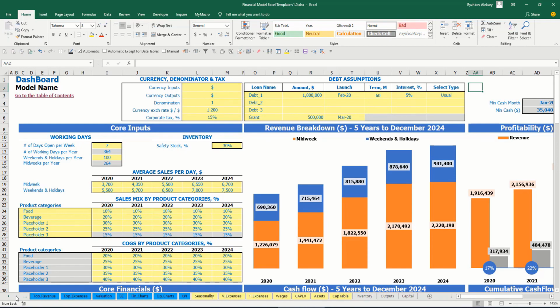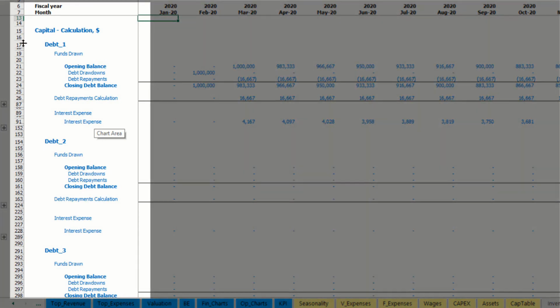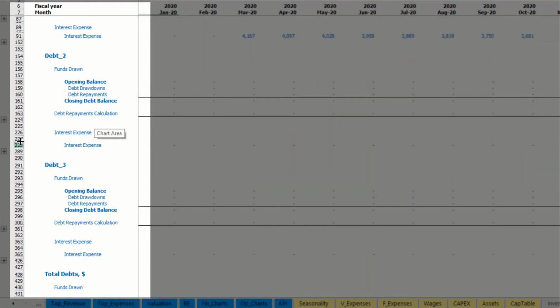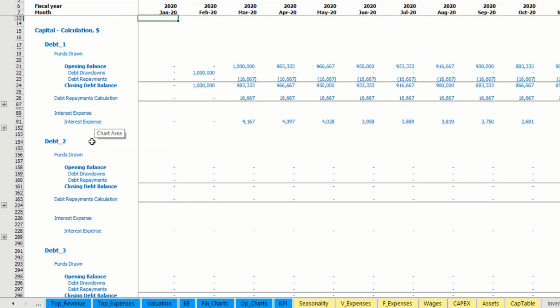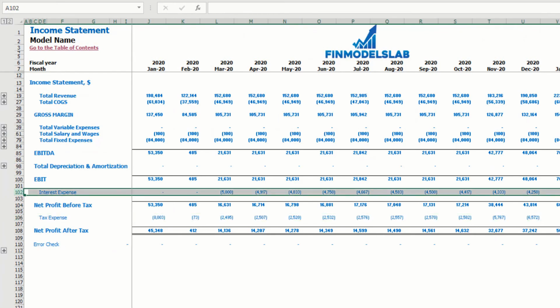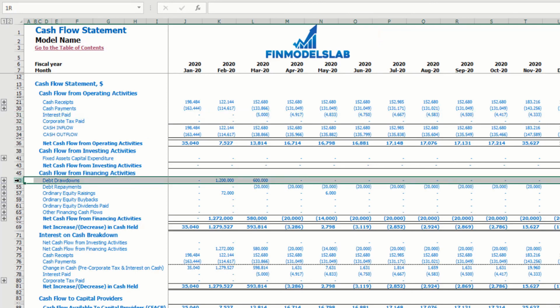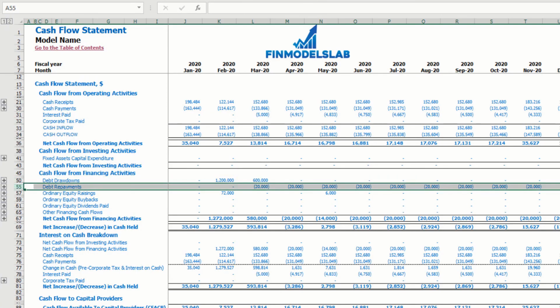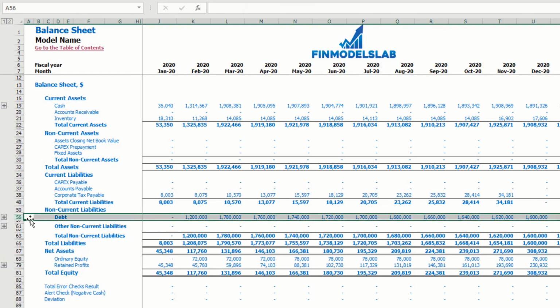So all the calculations of the debts you may see on the capital tab. Calculations for debt number 1, debt number 2, debt number 3, total debts with grants. These calculations impact the income statement, interest expenses, the cash flow, interest paid, debt drawdowns, debt repayments, and on the balance sheet you have the debt closing balance.